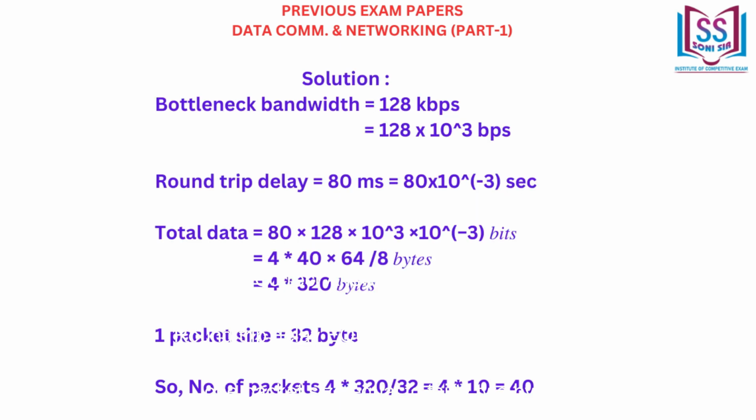40. Bottleneck bandwidth equals 128 kbps. Round trip delay equals 80 milliseconds. Total data equals 4 into 320. One packet size equals 32 bytes. Number of packets equals 40.